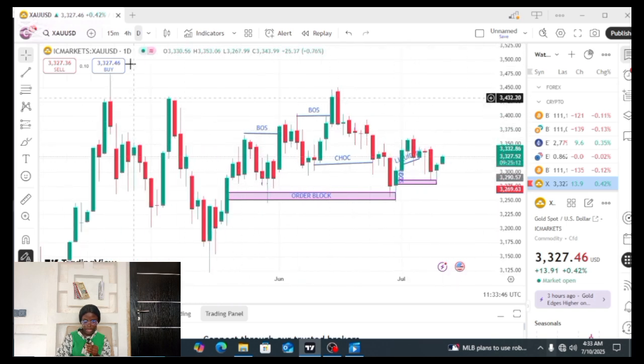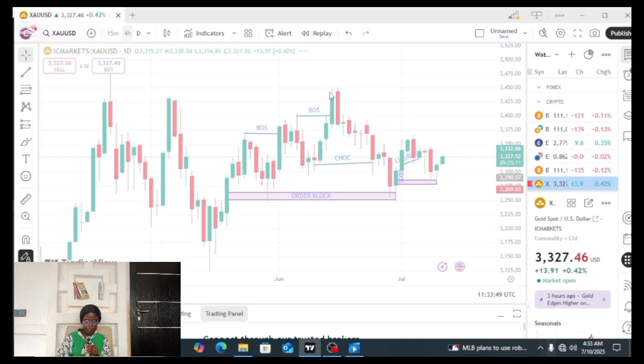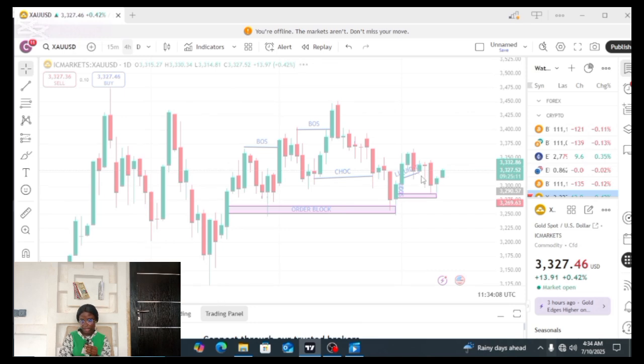That's where I then went to the 4-hour time frame. I just used the daily time frame to look at the overall market trend. So now let's go down to the 4 hours, to the 2 hours, then to the 15-minute time frame.